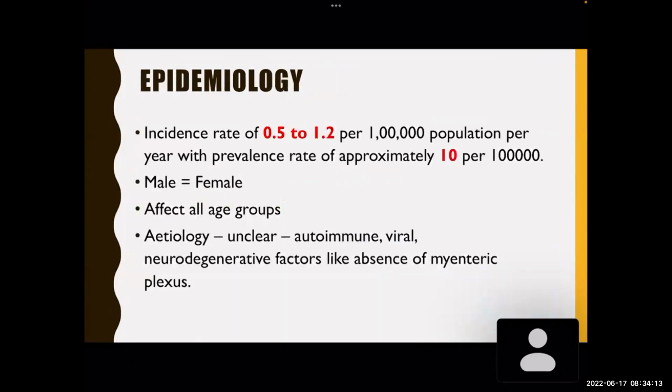Epidemiology, as already discussed: the incidence rate is around 0.5 to 1.2 per 1 lakh population. There are a lot of disputes about female preponderance, but the latest edition of Shackelford has mentioned that male and female incidence are mostly the same, and it affects all age groups. Etiology is unclear. There are autoimmune, viral, and neurodegenerative factors, like absence of Auerbach's plexus.